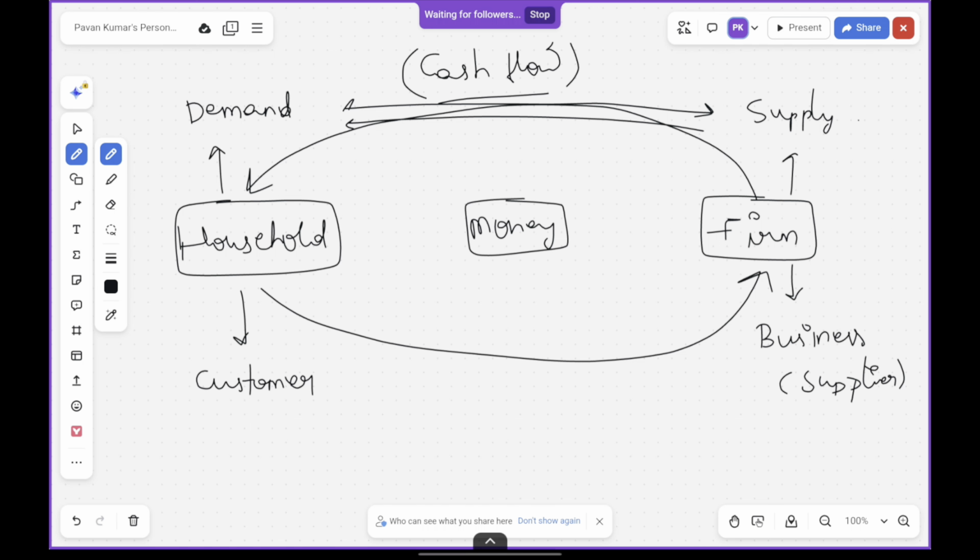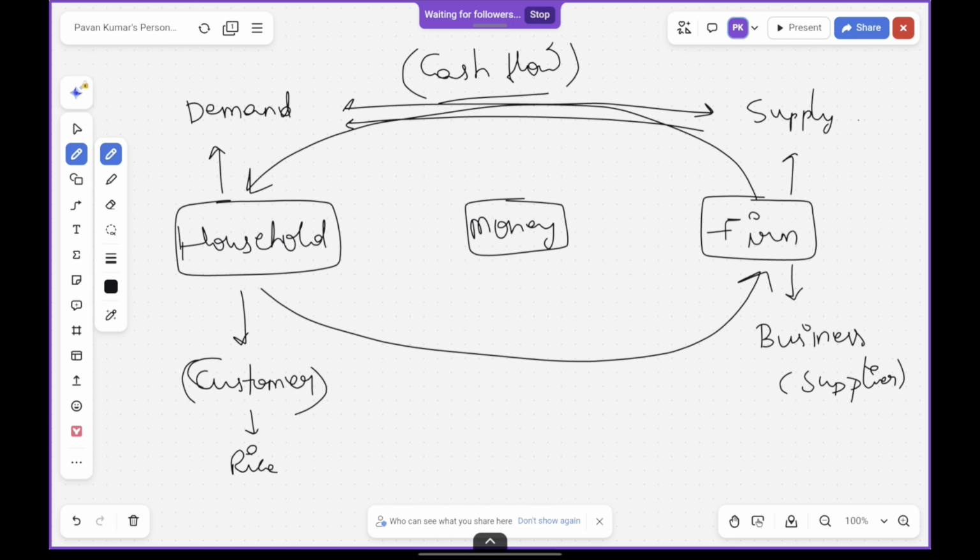So in the initial phase I said that money shall be playing the vital role in making the cash flow between the household and the firm. So how is that possible? Let's say, see, when we said that the type of people residing in the household is the customer, how will the customer have the demand? Let's say the customer needs rice. Okay, the customer needs rice. This is the requirement of the customer.